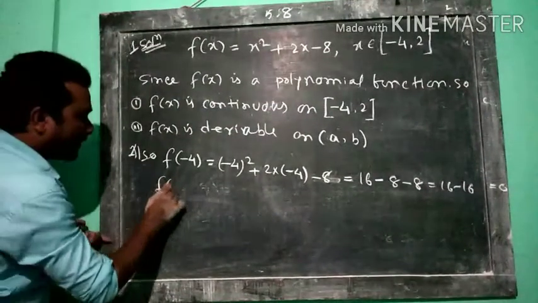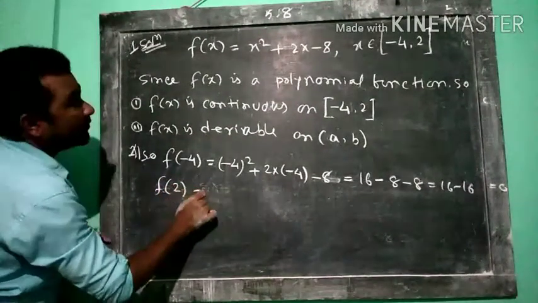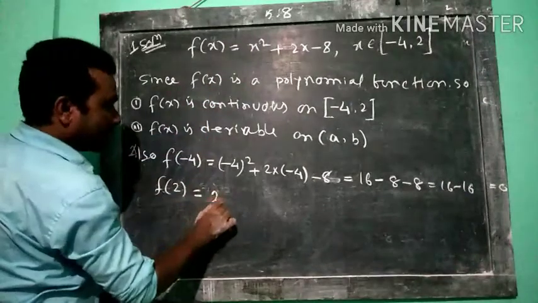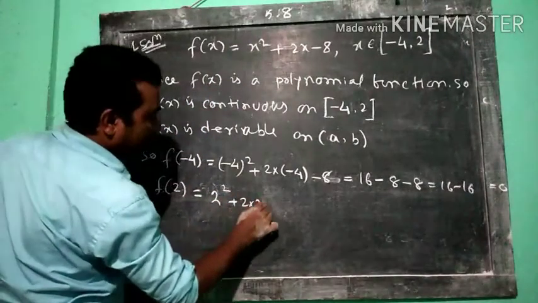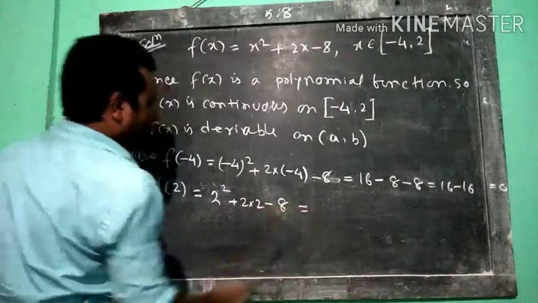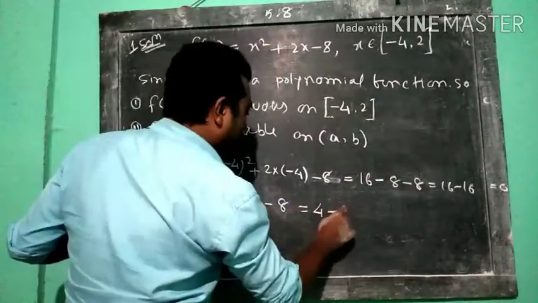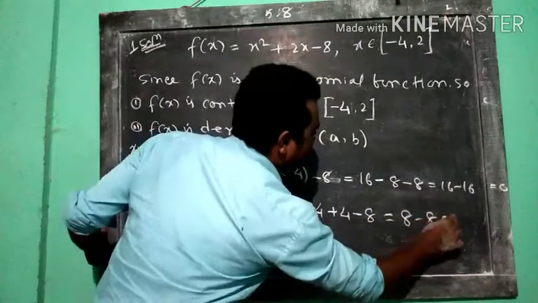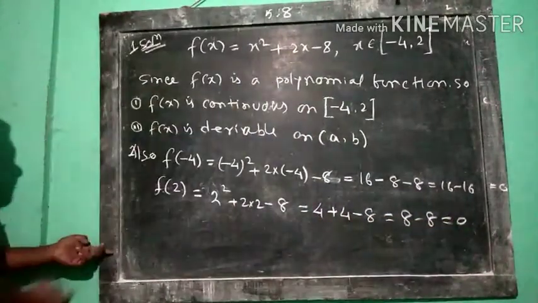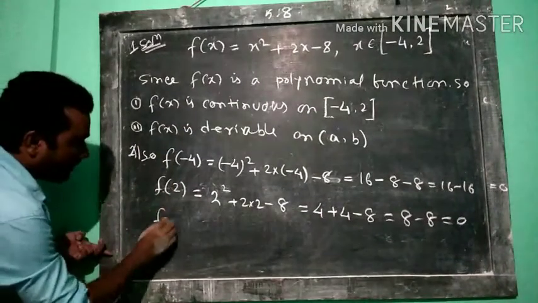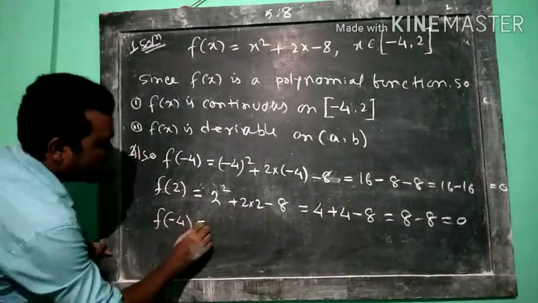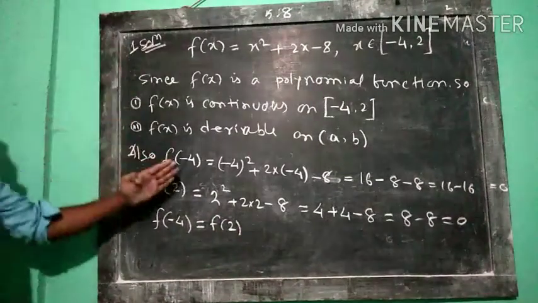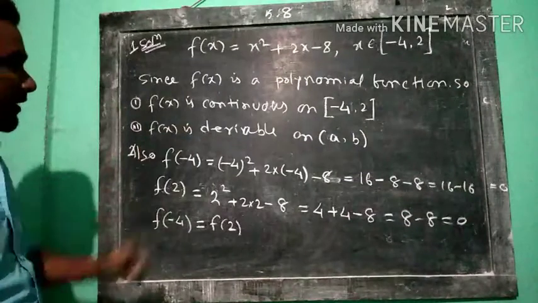Now we are going to find f(2). So f(2) equals what? x is just replaced by 2. Then this is 2 squared plus 2 into 2 minus 8. This is equal to 4 plus 4 minus 8, which is 8 minus 8 equal to 0. So we have f(-4) equal to f(2). So all the conditions of Rolle's theorem are verified here.